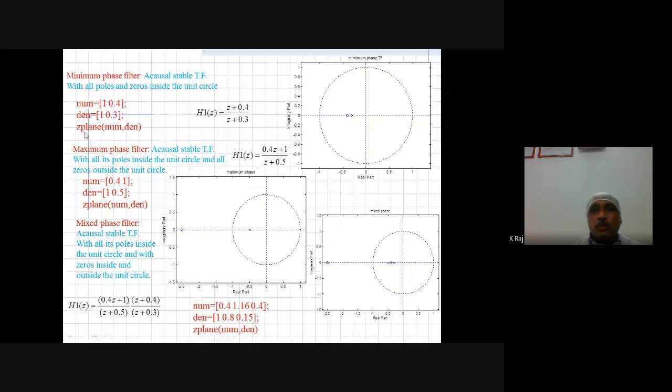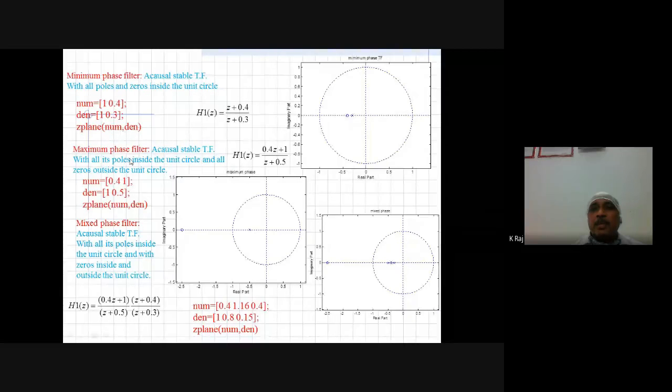In order to get the pole zero plot, Z plane, numerator and denominator, and we will see here the pole zero plot. In the pole zero plot, all the poles and zeros are lying inside the unit circle. So this type of filter will be known as the minimum phase filter.